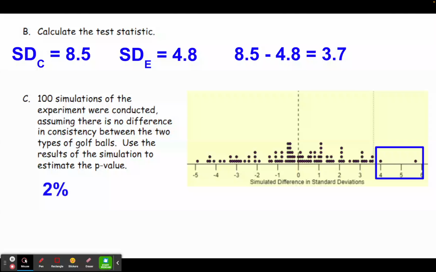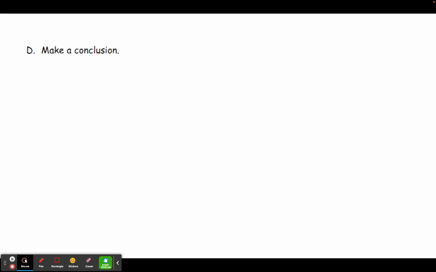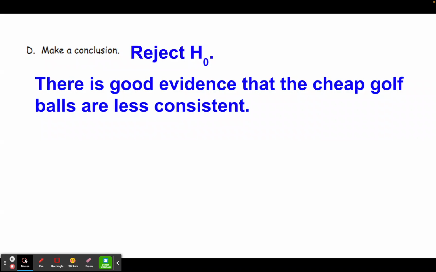So 2 out of 100 gives us a p-value of 2%. So that difference is not likely to happen by random chance. Therefore, our conclusion would be to reject our null hypothesis. That tells us that there is good evidence that the cheap golf balls are less consistent than the more expensive golf balls.